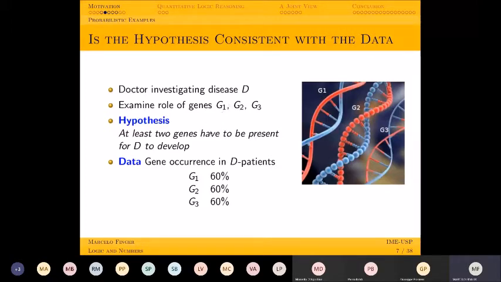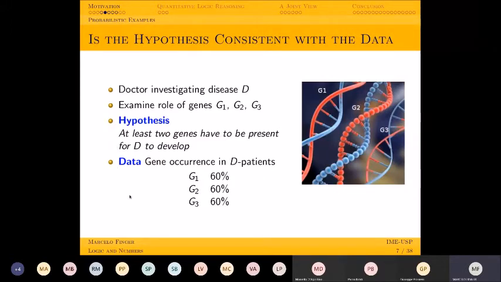So we have three genes, G1, G2, and G3, and the hypothesis here is that at least two of them must be active. Two of these three genes must be active for the disease to manifest. This is the logical hypothesis, and we have the data. We go to the population and we know that 60% of the patients have G1 active, 60% of the patients have gene G2 active, and 60% have gene G3 active. So is this hypothesis consistent with the data?